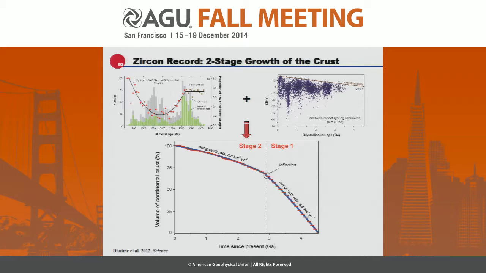And that actually shows a two-stage evolution of the crust. Stage one is a rapid increase of the volume of the continental crust from 4.5 or so until 3 billion years ago. And at 3, you see an inflection in the curve that shows that the net growth rate of the continental crust is decreasing from a value of about 3 cubic kilometers a year to about 0.8.